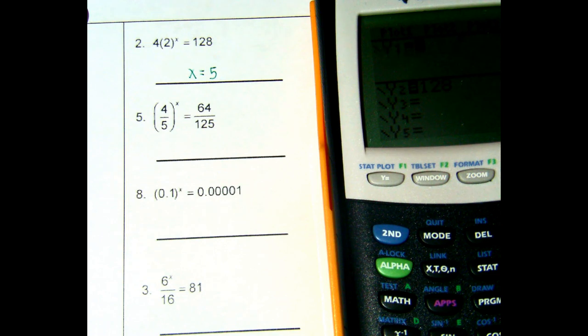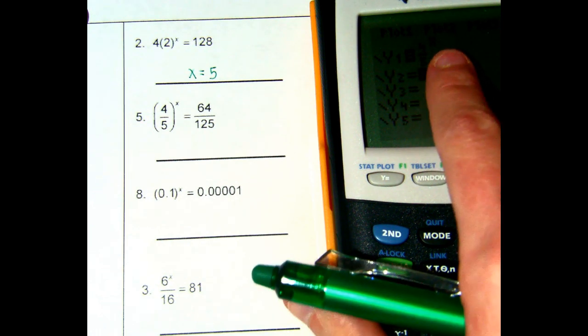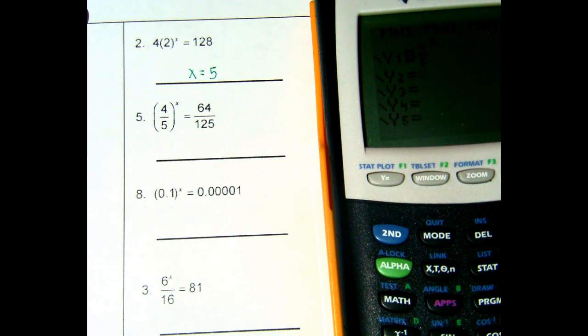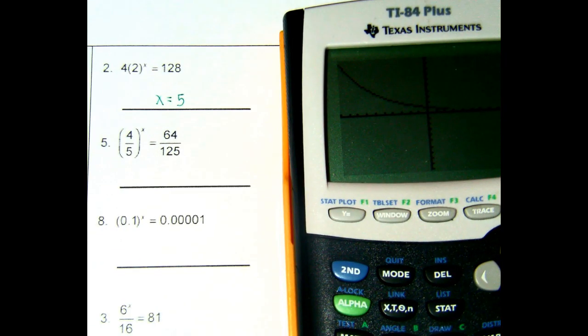Y equals, clear them out. Four fifths to the x. See, I told you sometimes it will take out the parentheses because it doesn't need it. Don't worry, the calculator knows what it's doing. Second trace, 5. Wait. This one looks very low. 1, 2, 3. X equals 3.